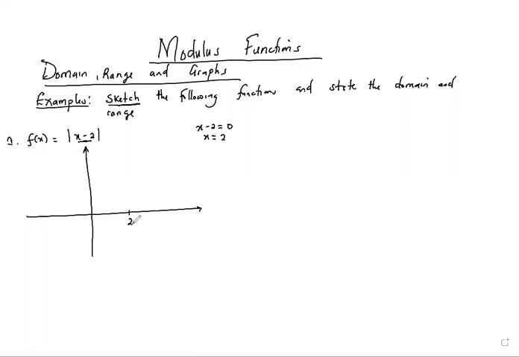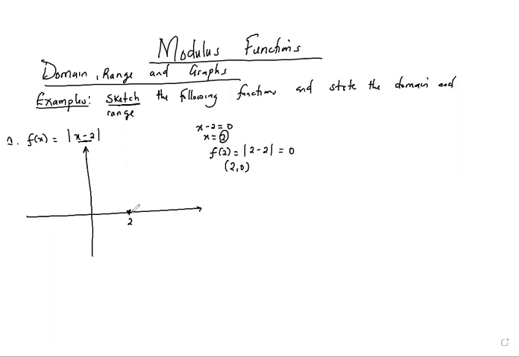Then I pick this same value and substitute it in the function. So what is f of 2? For this case, we have 2 minus 2, which is 0. So I have (2, 0) as the starting point.